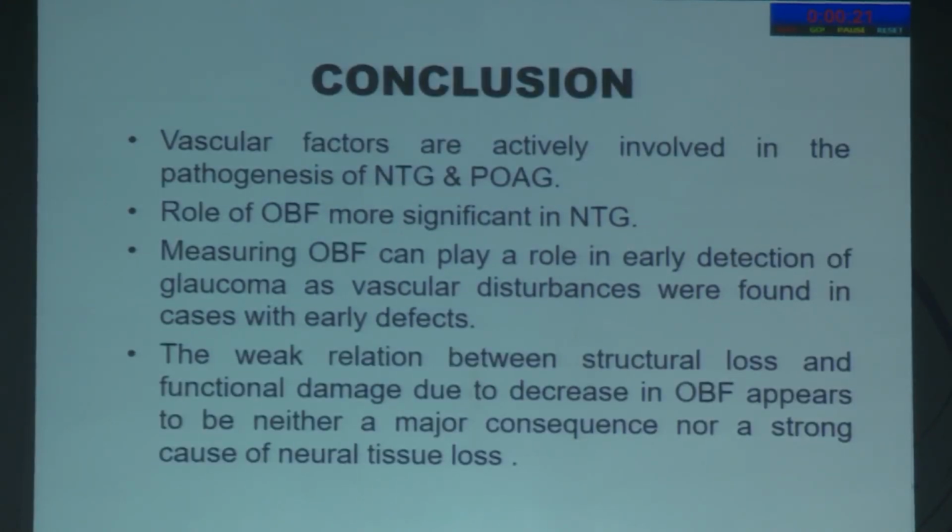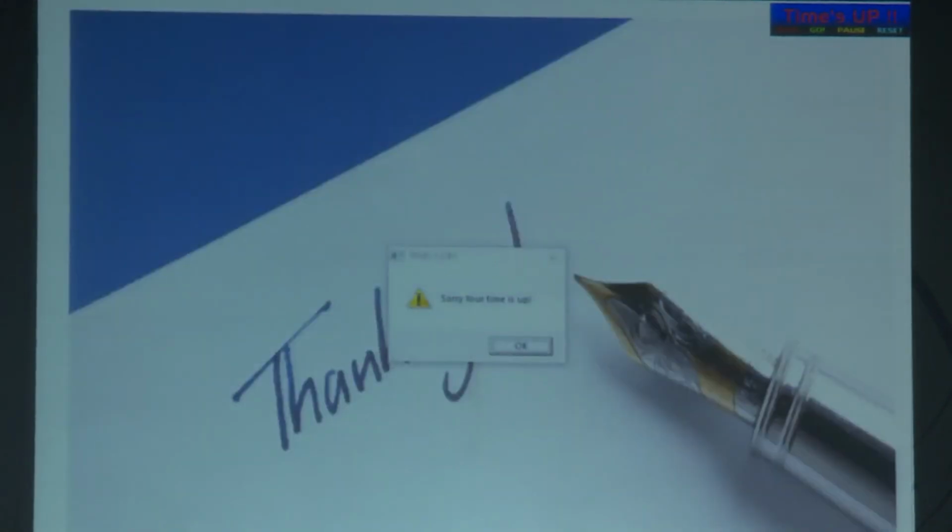In conclusion, vascular factors are actively involved in the pathogenesis of NTG and POAG. The role of ocular blood flow is more significant in NTG. Measuring ocular blood flow can play a role in early detection of glaucoma, as vascular disturbances were found in cases with early defects. The weak relation between the structural loss and functional damage suggests that decrease in ocular blood flow appears to be neither a major consequence nor a strong cause of neural tissue loss.